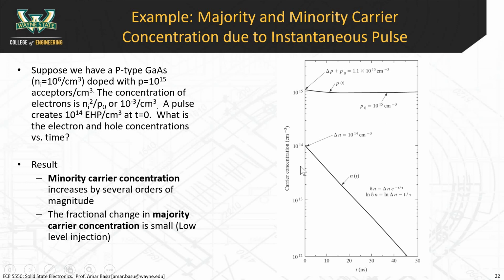And the minority carrier, the electrons, it's minority because there are fewer electrons in the system. It has a p-type doping, so there are fewer electrons. For the minority carrier concentration, the fractional change is very significant.